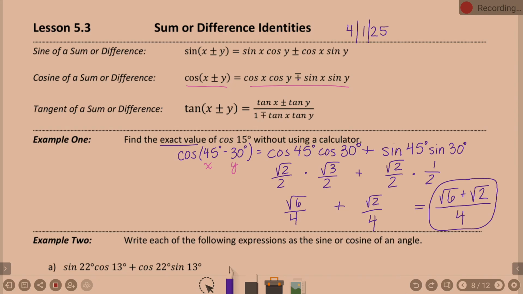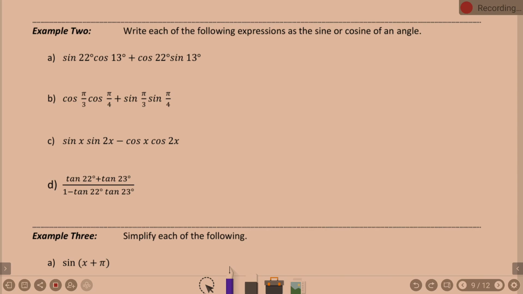Okay, in the meantime, let's move down to example 2. They ask us to write each of the following expressions as the sine or cosine, I'm going to throw in or tangent, of an angle. So I basically want to take these expressions and condense them based on whatever they are and say sine of something, cosine of something, or tangent of something.